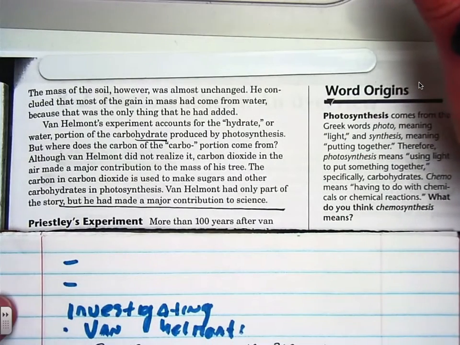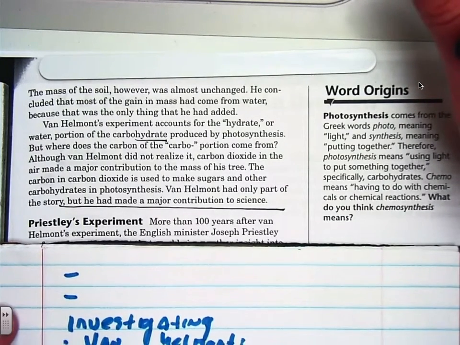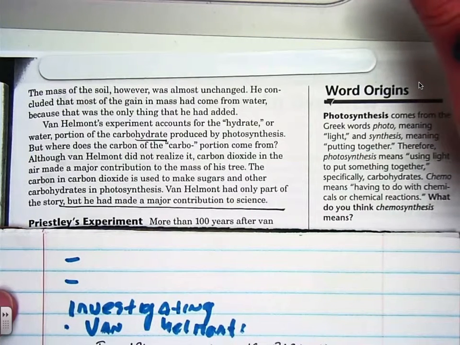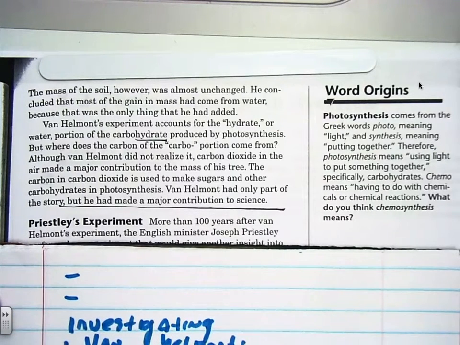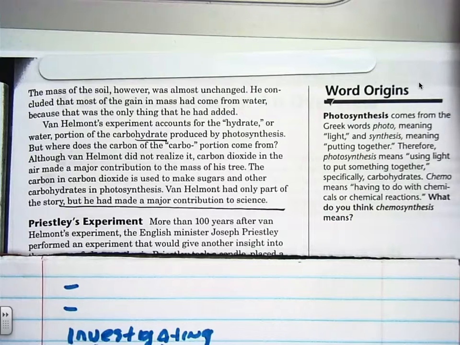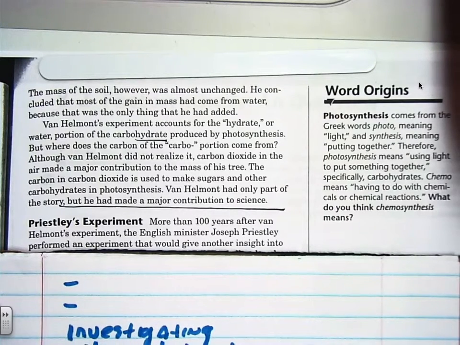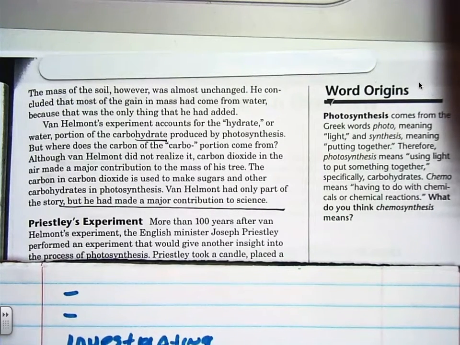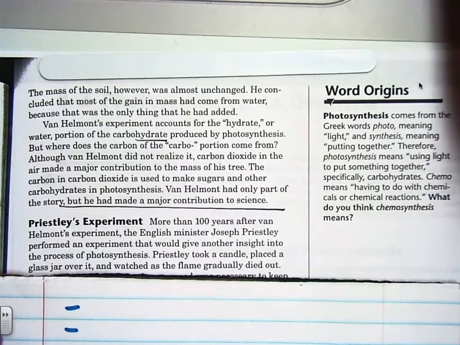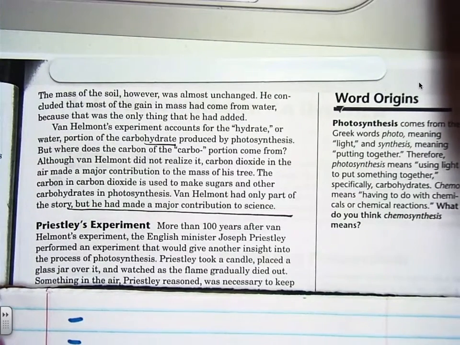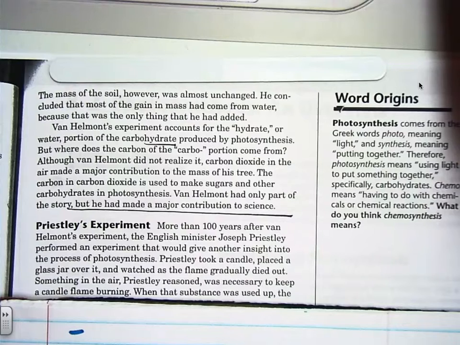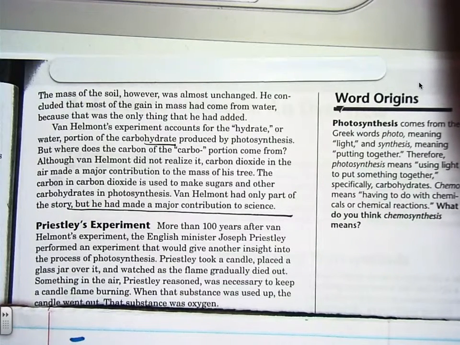Priestley's experiment. More than 100 years after Van Helmont's experiment, 100 years! Guys, the truths we're learning in science class have been worked hard for all over the centuries by people. English minister Joseph Priestley performed an experiment that would give another insight into the process of photosynthesis. Priestley took a candle, placed a glass jar over it, and watched as the flames gradually died out. Something in the air, Priestley reasoned, was necessary to keep a candle flame burning. When this substance was used up, the candle went out.